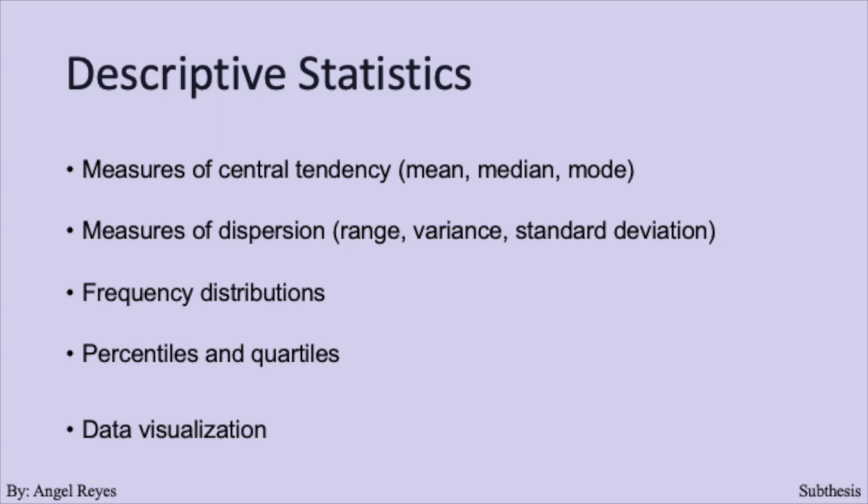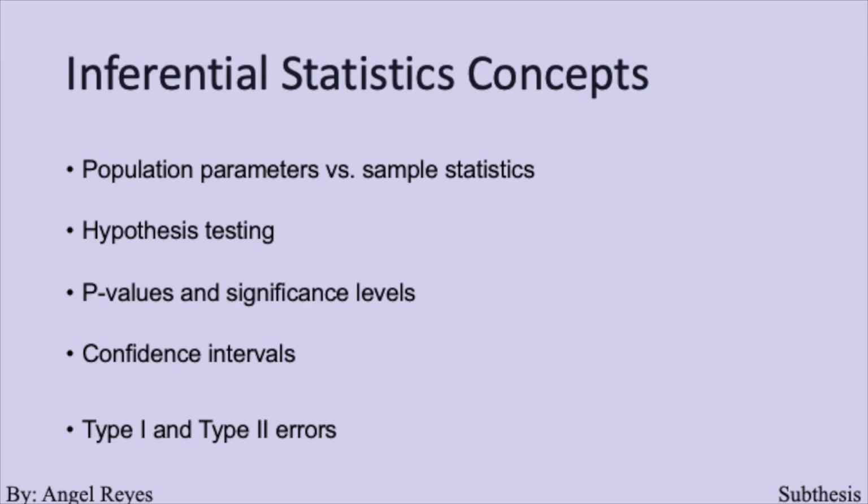applying more complex analyses. Inferential statistics allow researchers to draw conclusions about populations based on sample data. Population parameters are the true values we seek to estimate using sample statistics calculated from our data. Hypothesis testing provides a structured approach to determine whether observed effects likely represent real phenomena or merely sampling variation.